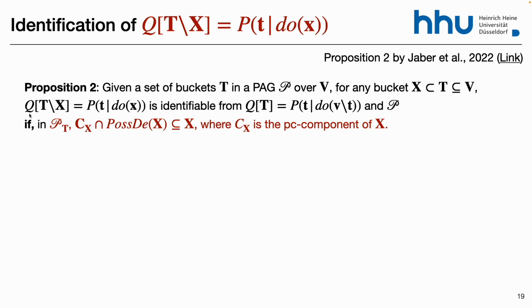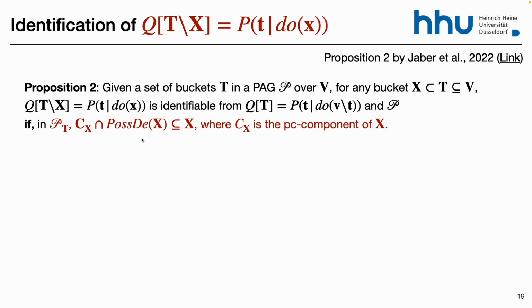So basically, to compute Qt minus x, which is the probability of t given do x, from Qt, we just need to check if x satisfies this condition, right? So we compute the PC-components of x, and then we check if the possible descendants of x that are in the C-components of x can be only the x's.